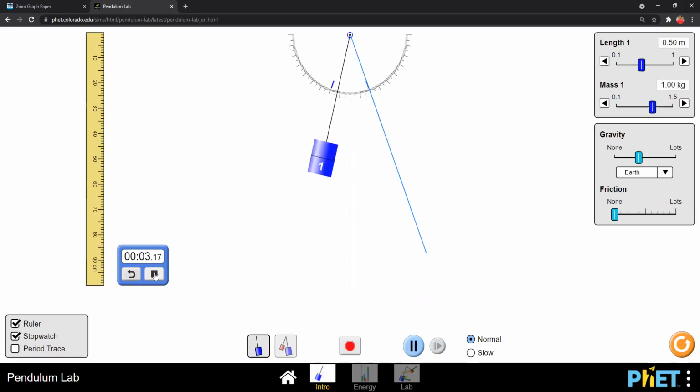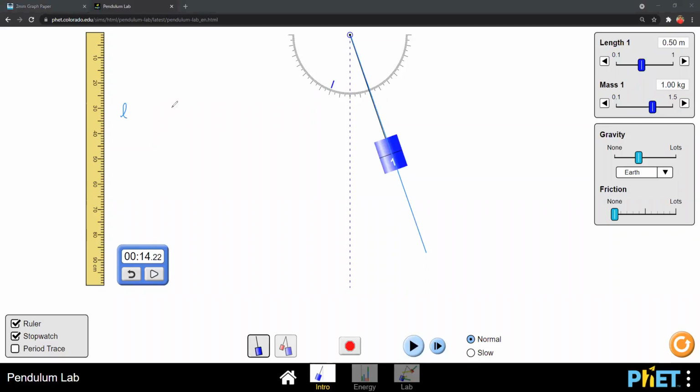1, 2, 3, 4, 5, 6, 7, 8, 9, 10. So that is the time taken for 10 oscillations. So here I will write again. This is the length and this is the time and the time period. So the length was 40 and it is 12.70, so it was 1.27, and the length is 50 and it is 14.22. So it is 1.42. I'll take it up to 2 decimal places.